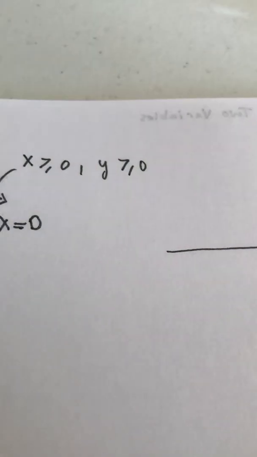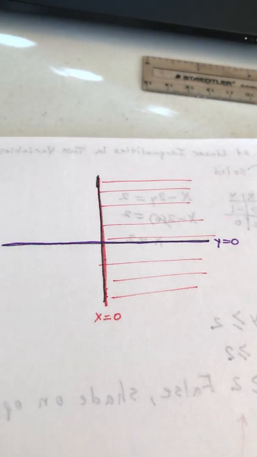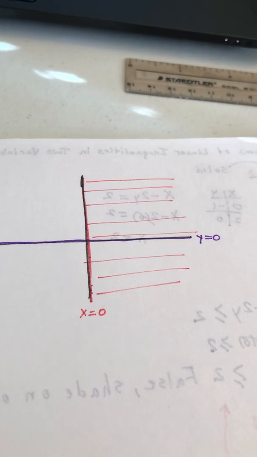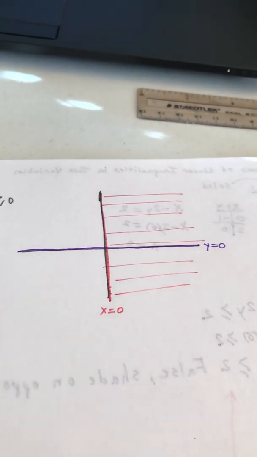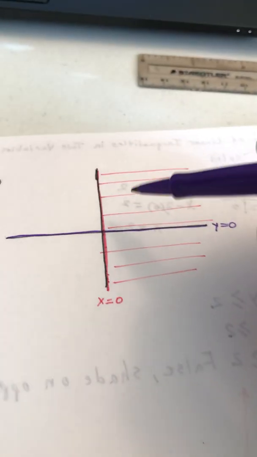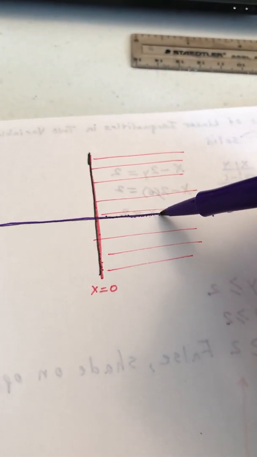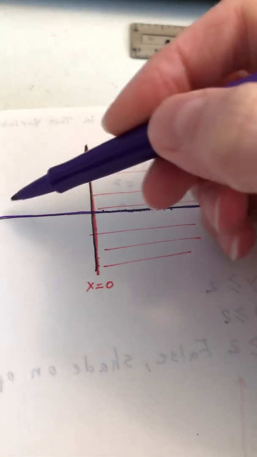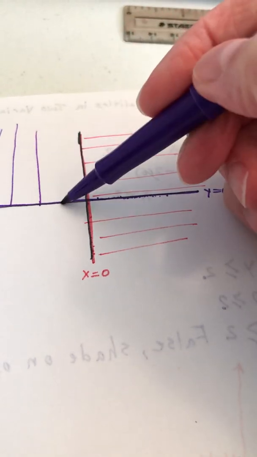y is greater than or equal to 0. Well, y equals 0 is this horizontal line. Everything on that line is y equal to 0. Kind of interesting that the x-axis is y equals 0 and the y-axis is x equals 0, but that's the kind of world the math world is. And y is greater than or equal to 0. Think about it. Every point on here, x is different, but y is always 0 on that line. And y greater than or equal to 0 would be everything above the x-axis.